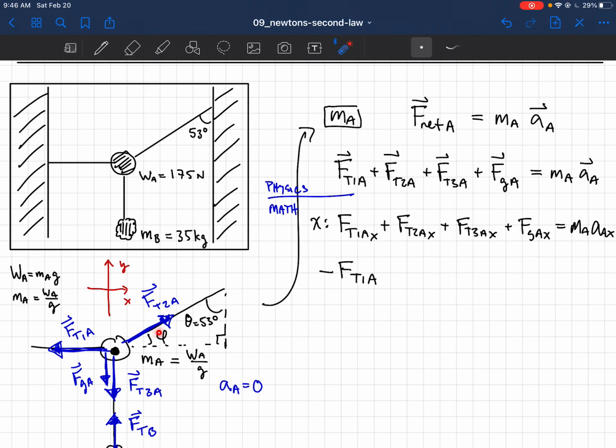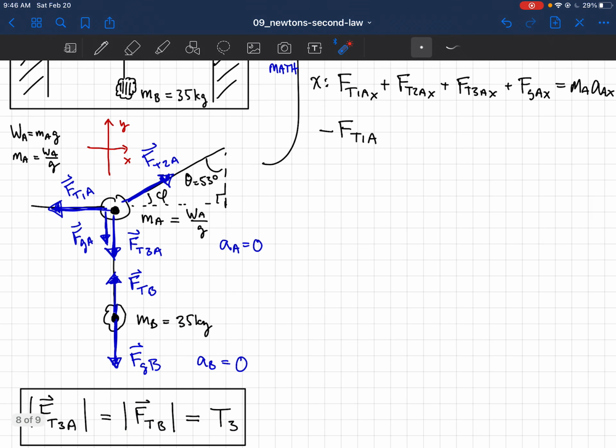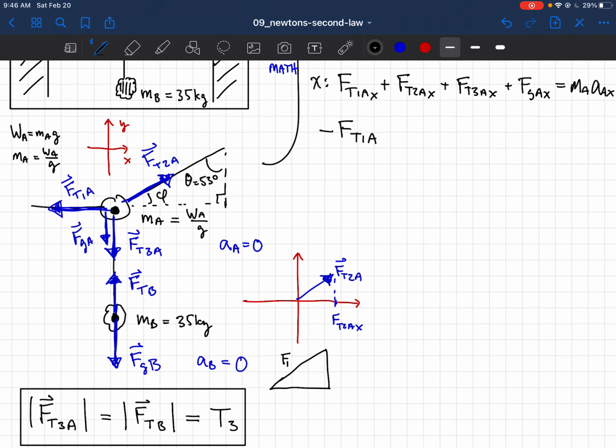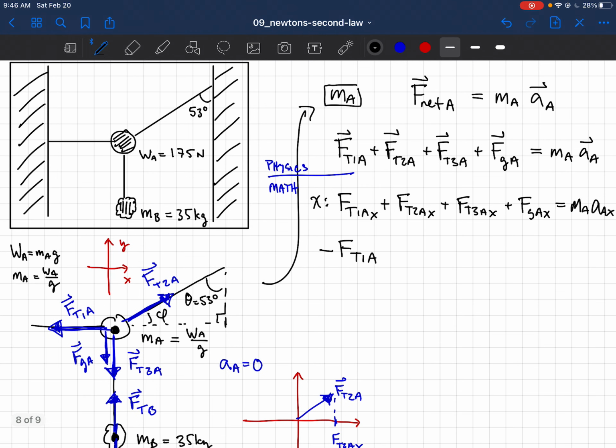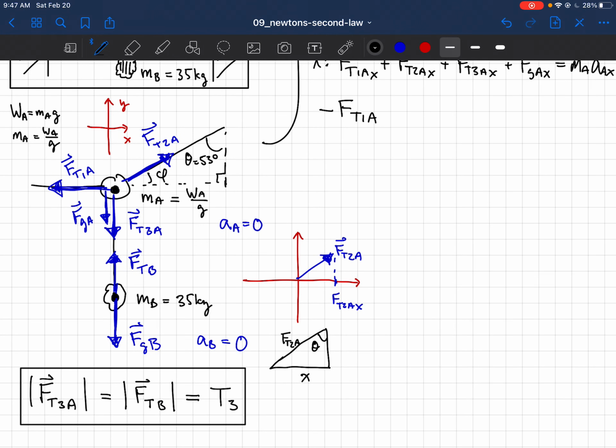FT2Ax, well, this is FT2A. It's not pointing in the x or the y direction, so I should probably make myself a little triangle for that one, just to see what's going on. So I have FT2A vector, and I'm looking for this number, FT2Ax. So that means that I want to look at this triangle. So it has a hypotenuse of FT2A. I'm looking for the x side, and I have an angle in there. I could put phi, but I see now that I actually just have that theta in there already. You see that that's exactly the 53 degrees, so that will make it a little bit easier.